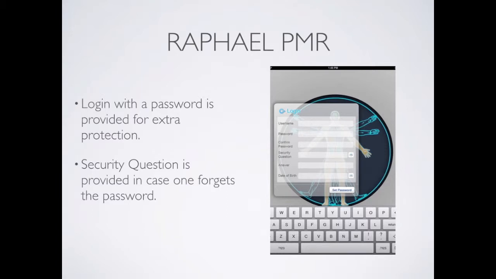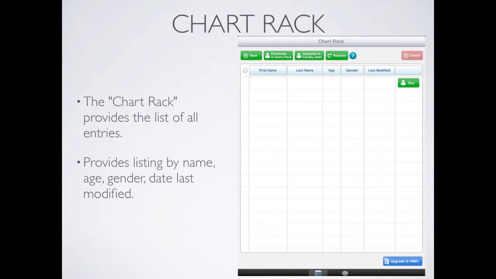When you first load the Raphael PMR and start it up, you'll be asked to provide a number of pieces of information. Primarily, username, password, confirm that password, a security question, and then answer that security question, and your birth date. Once you've done that, click the Set Password, and your password and username are set. You won't need to do this again, but you will need to enter your username and password every time that you launch the PMR. Once you do that, you'll see the chart rack.